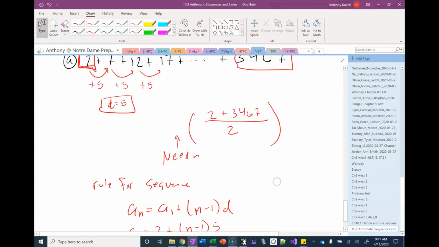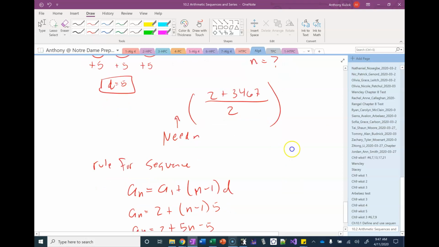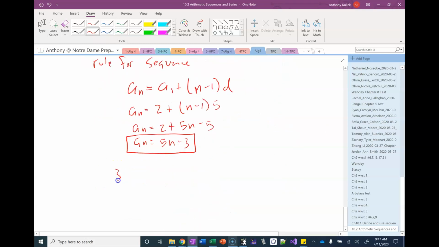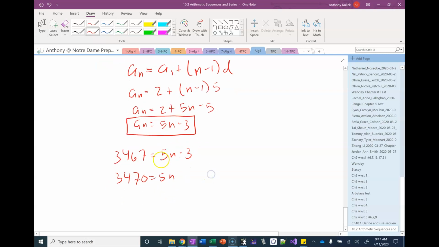Now again, what I need is the n here. I need to know what term this is. So 3,467 is equal to 5n minus 3. So I'm going to add 3 to both sides. So I get 3,470, and when I divide that by 5, I get 694.